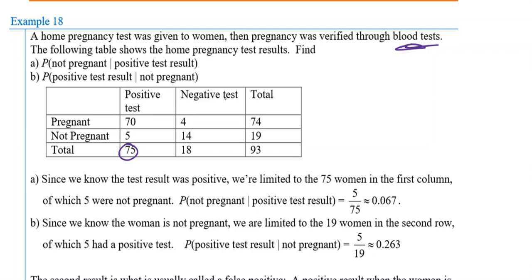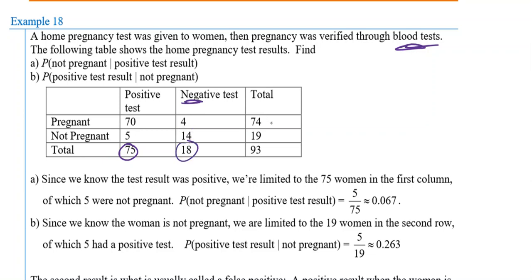Okay, and then negative tests, we're gonna have, okay, well 4 would be women who ended up getting a negative test and then went and got their blood work done and they turned out to be pregnant. Okay, and then our 14 here would be, so this would be negative test, right? So they had a negative test and then they turned out to actually not be pregnant as well, right? So it was 14 and then a total of 18. Okay, and then your totals are just on this side.